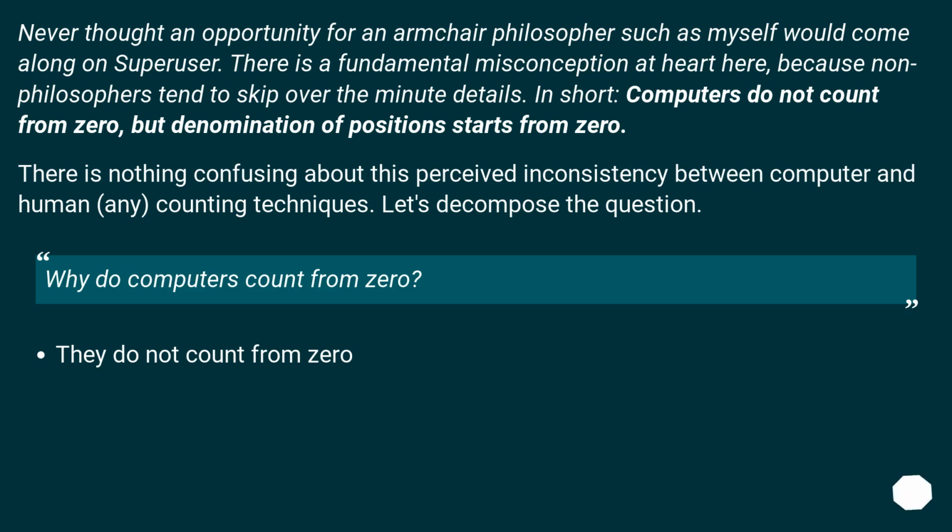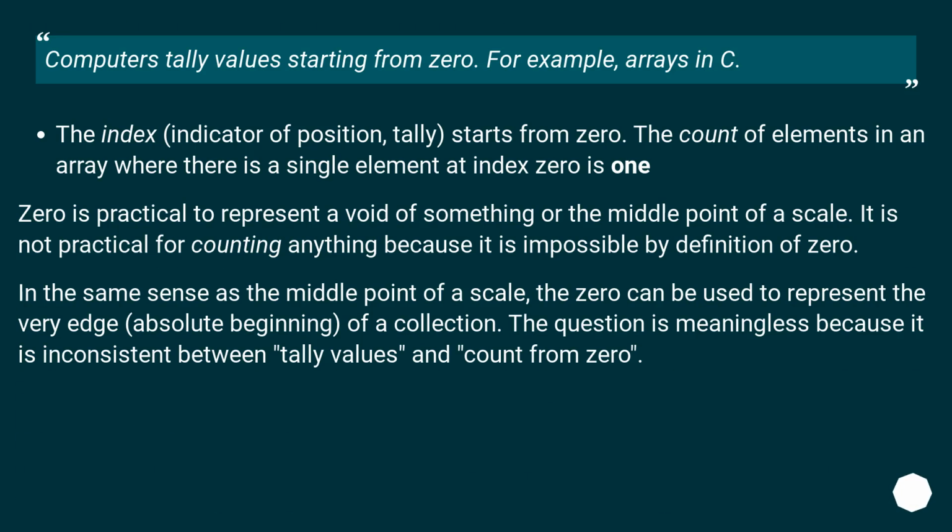Let's decompose the question. Why do computers count from 0? They do not count from 0. Computers tally values starting from 0. For example, arrays in C. The index, indicator of position, tally, starts from 0. The count of elements in an array where there is a single element at index 0 is 1.